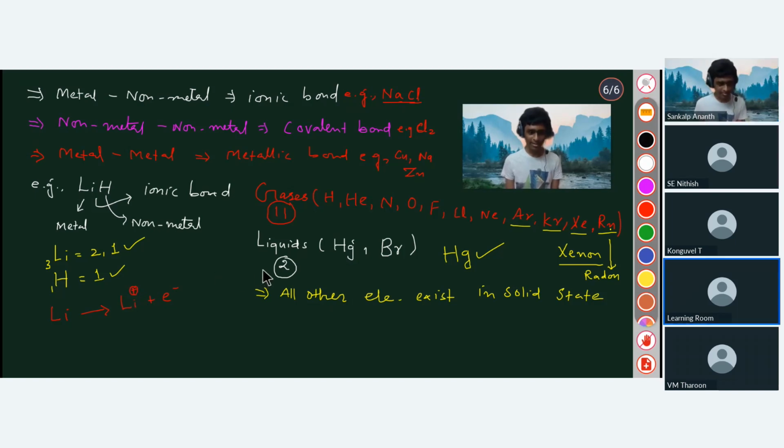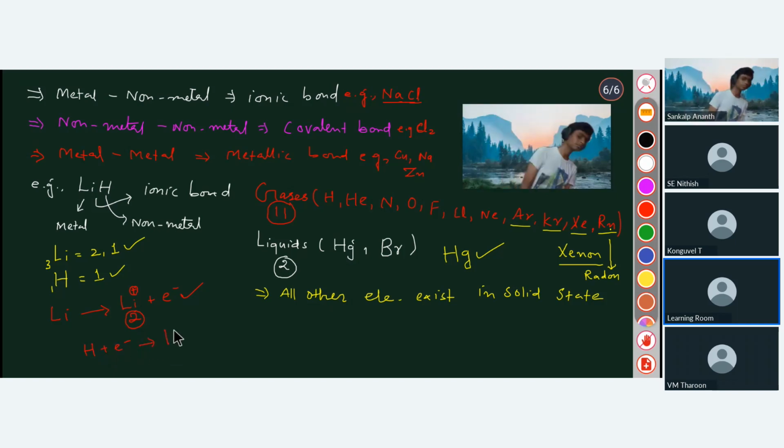So see, lithium will just lose one of its electrons. When it loses this one electron, its duplet will get completed. It will have now only 2 electrons in its valence shell. This same electron will be taken by this hydrogen. When this hydrogen takes this electron, it will also complete its duplet. It will form the H negative ion.